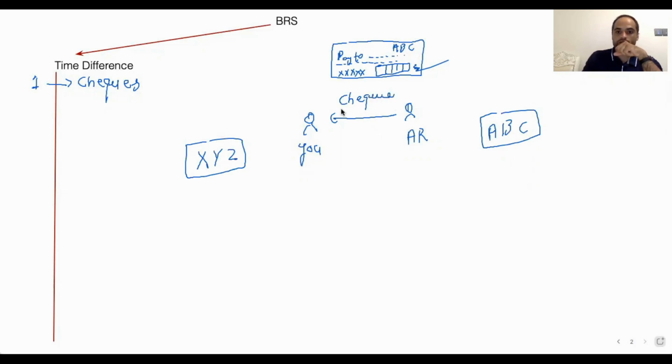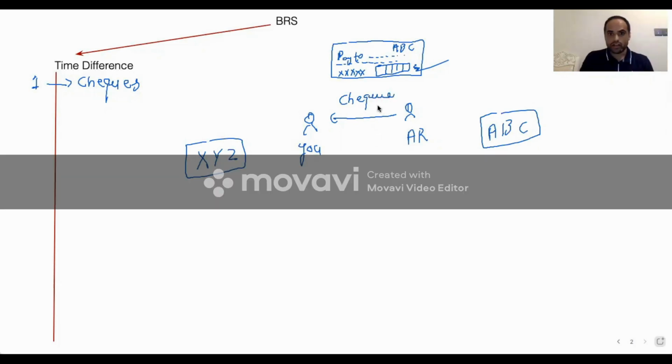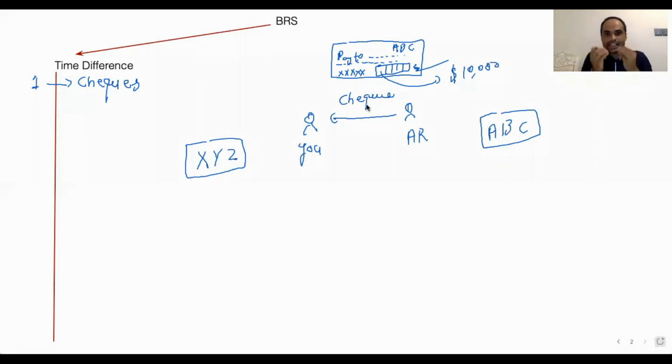Accounts receivable will use this check. So accounts receivable will give you a check. Of course, they are going to write down the money. How much? Let's say $10,000. So write $10,000 here. And accounts receivable will give you the check. Now you receive this check.